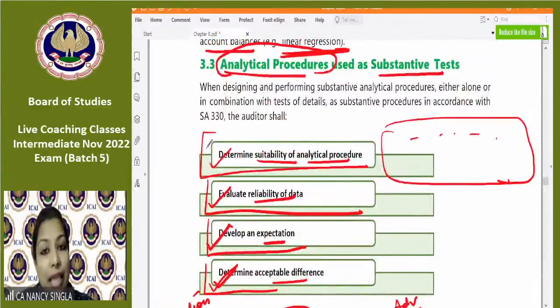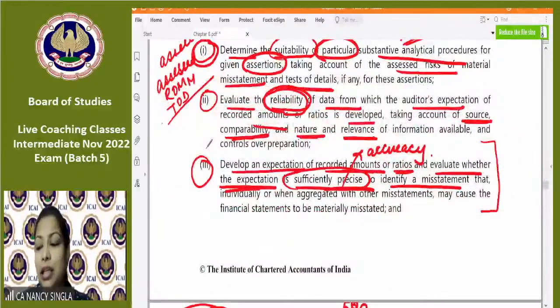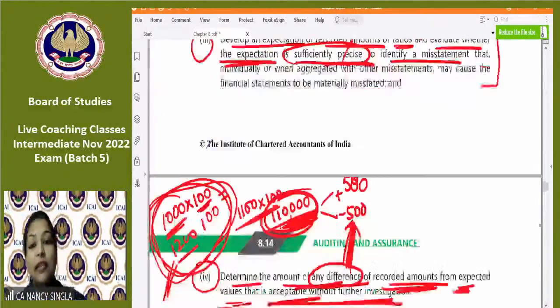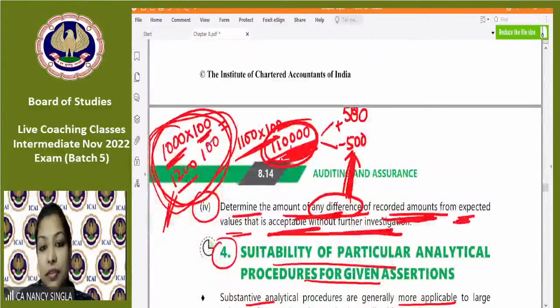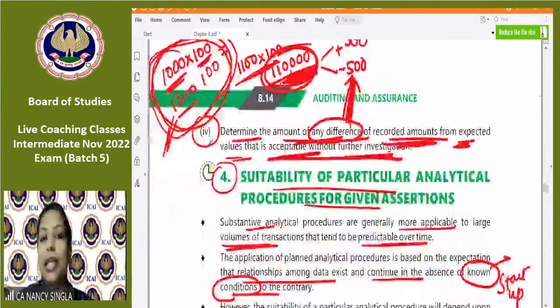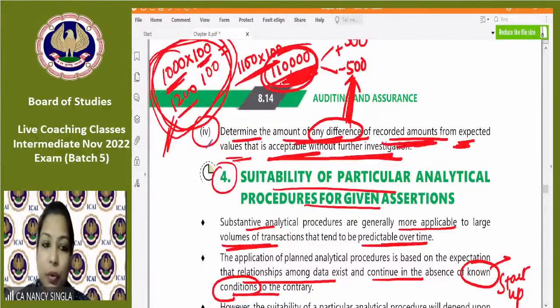When the auditor has decided to use analytical procedure as a substantive procedure, first of all, the auditor will determine whether a particular substantive analytical procedure is suitable. He will see the assertion he is checking, the risk of material misstatement, and test of details. Chalo, good. Then the reliability of data he will see, and whether development of an expectation sufficiently precise is possible or not, and he will determine the amount of any difference of recorded from expected values that is acceptable without investigation.